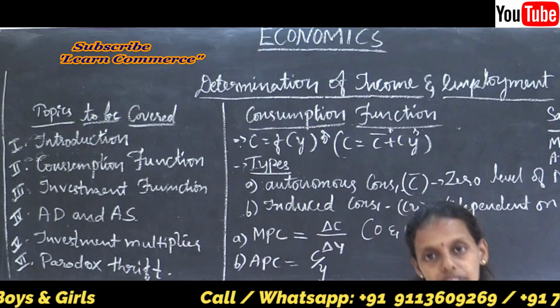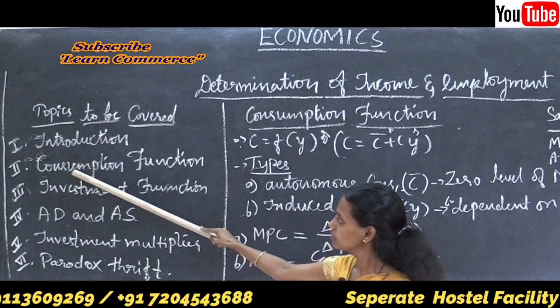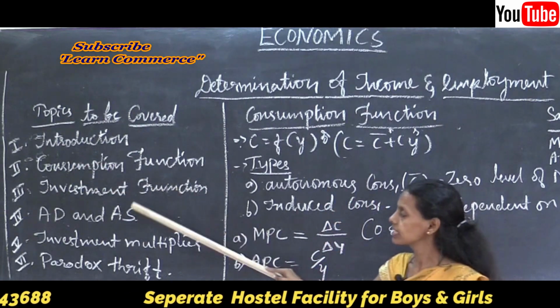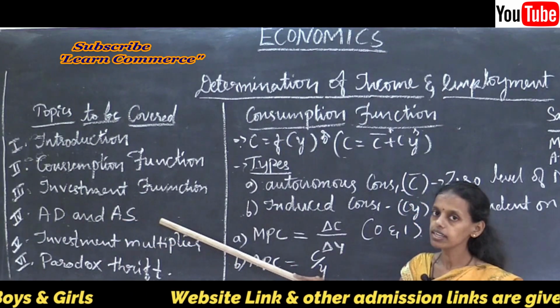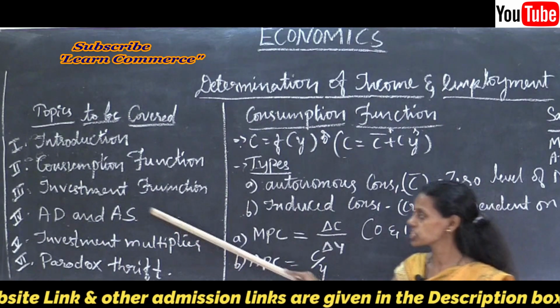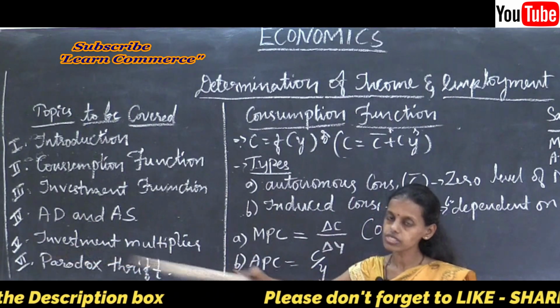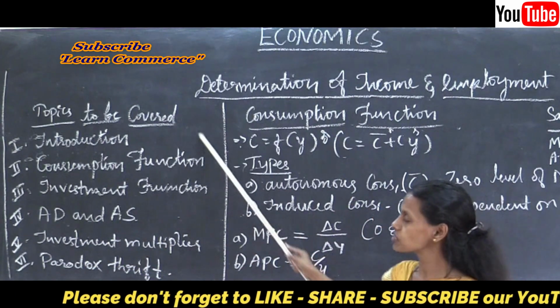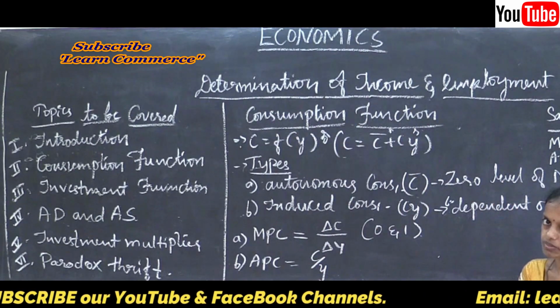So the topics to be covered in this chapter are introduction, consumption function, investment function, aggregate demand and aggregate supply, demand function and supply function, investment multiplier and paradox of thrift. These are the topics we are going to cover in the determination of income and employment.